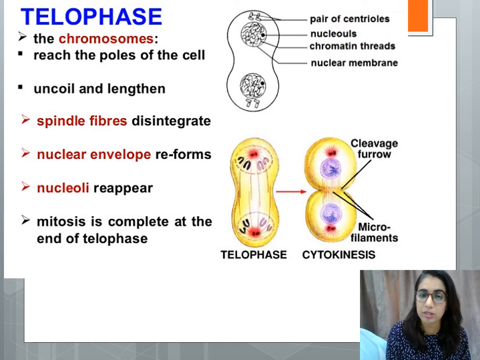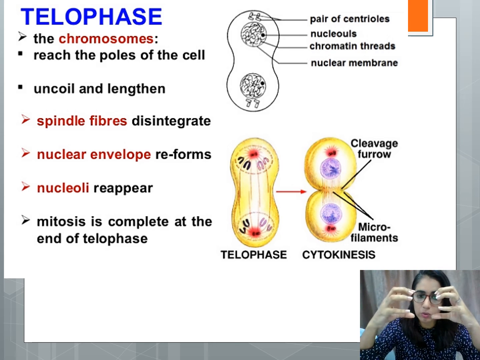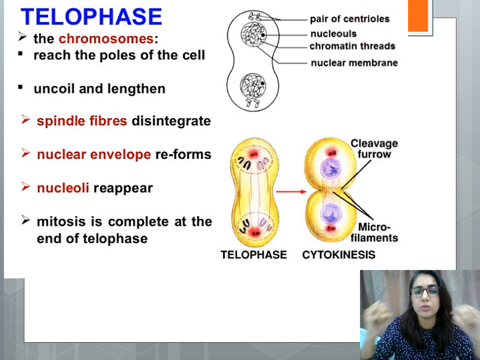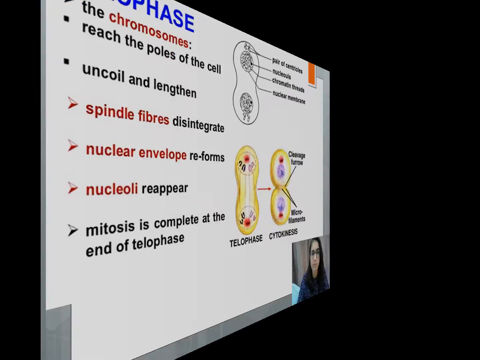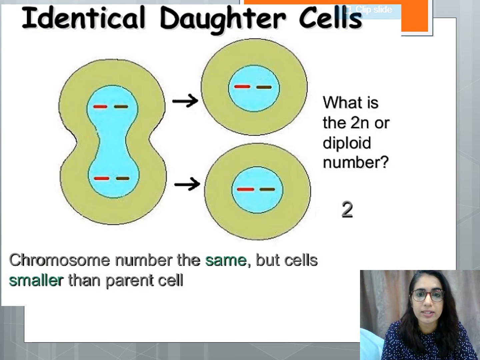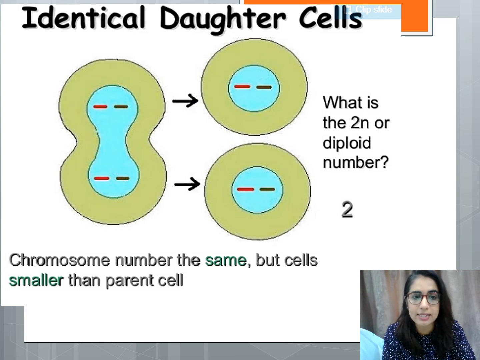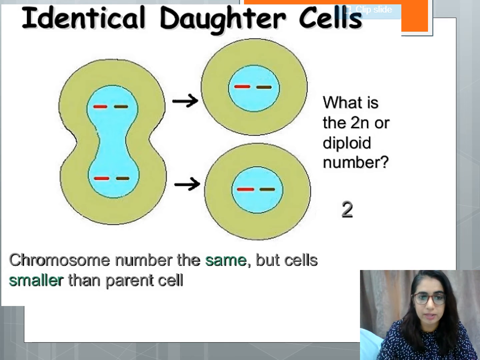Then comes cytokinesis. Cytokinesis happens after telophase, whereby the cell will now divide into two. The cytoplasm will divide. So after telophase and cytokinesis, two identical daughter cells are formed. That means they have the same number of chromosomes as the parent cell.